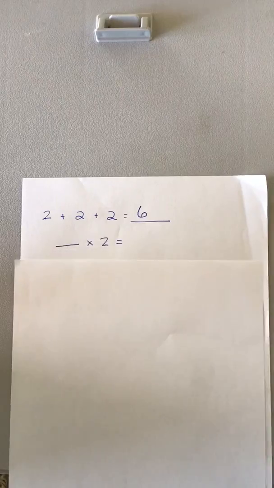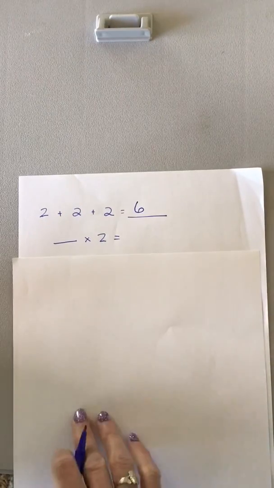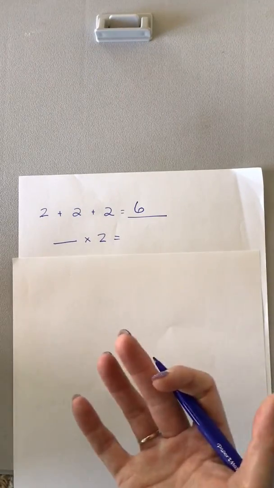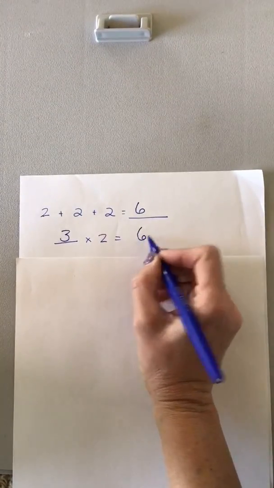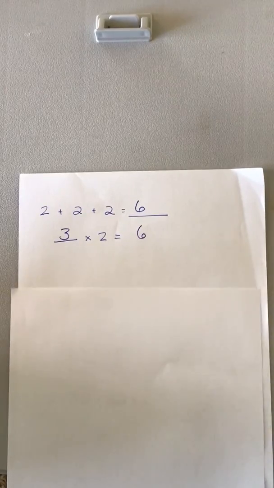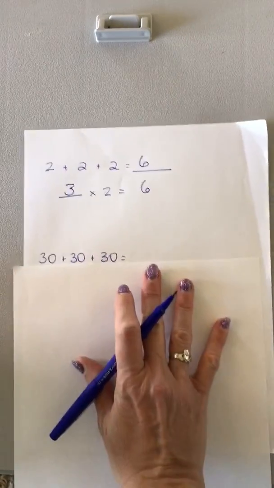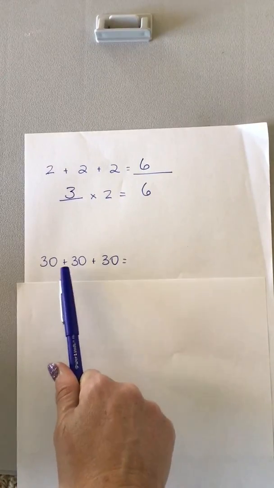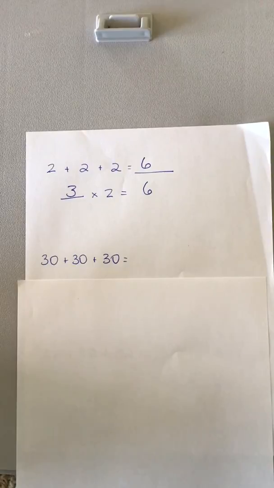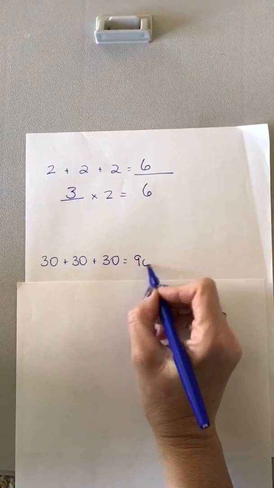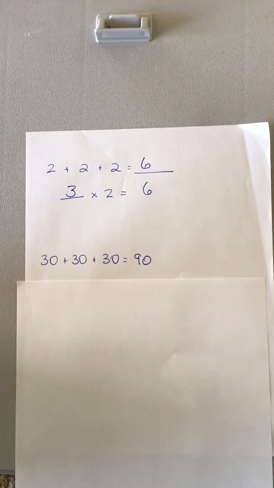Now when we take it here, what times 2? How many 2's do you have? You're right, it's 3. And 3 times 2, as we know, equals 6. Got it? All right, now let's say it with me: 30 plus 30 plus 30 equals, got it? Yes, it equals 90, because we know 3 plus 3 equals 6, 6 plus 3 equals 9. So when you do the tens, it equals 90.